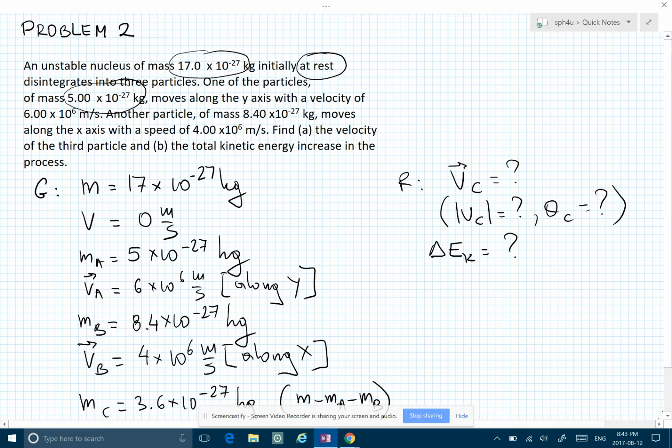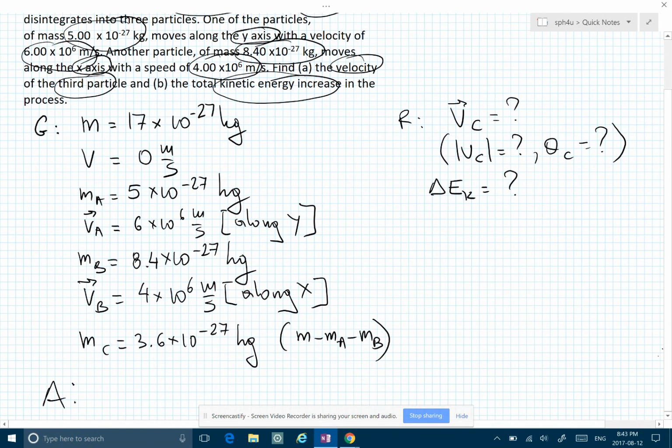One with a given mass will have a certain velocity along the y-axis. Another one with a given mass will have this speed along the x-axis. And we want to find the velocity of the third particle and the change in kinetic energy. So what I did here, I put in the given information: the total mass, the velocity before collision, the mass and velocity of one particle, the mass and velocity of the other particle, and the mass of the third particle by just subtracting the 2 masses from the total mass.